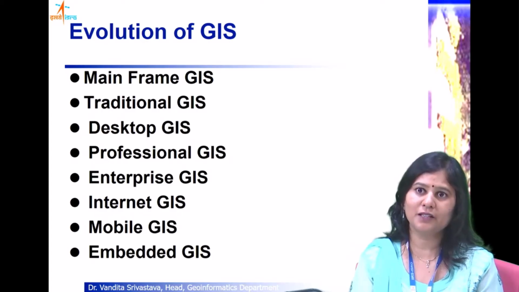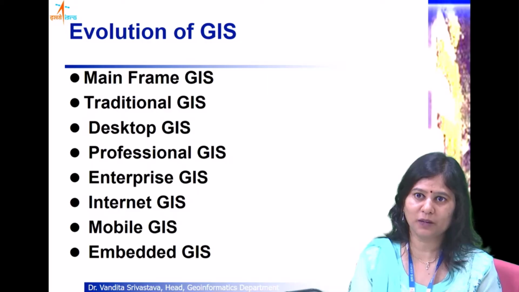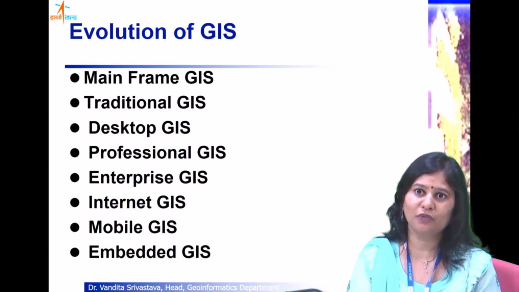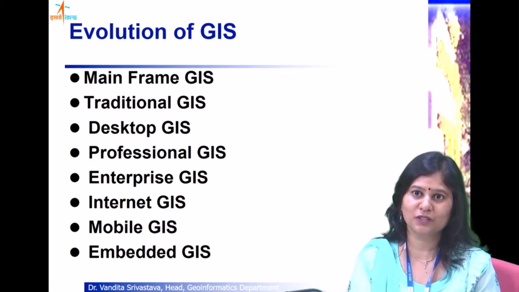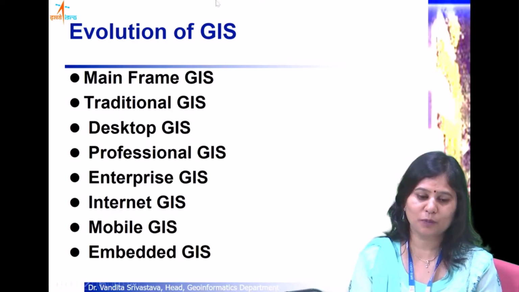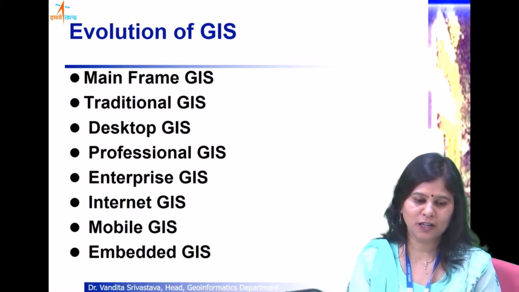Even the navigators in the sea who would need to move from one place to another found it very difficult to navigate. So they started with using, first of all, stars, and then various types of projections were proposed. So the Mercator projection came up.